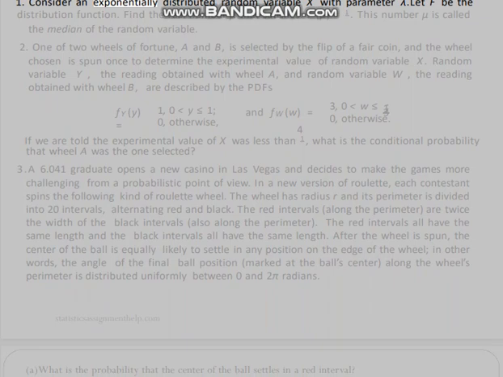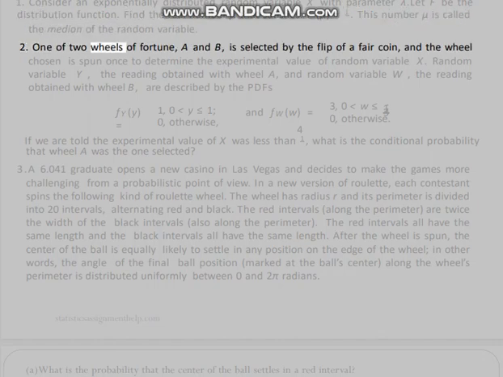Probabilistic Systems Homework Help. 1. Consider an exponentially distributed random variable X with parameter lambda. Let F be the distribution function. Find the real number that satisfies F equals 1/2. This number is called the median of the random variable.